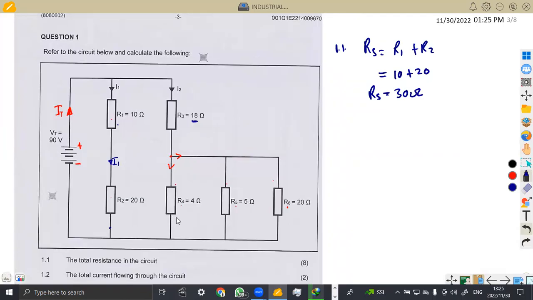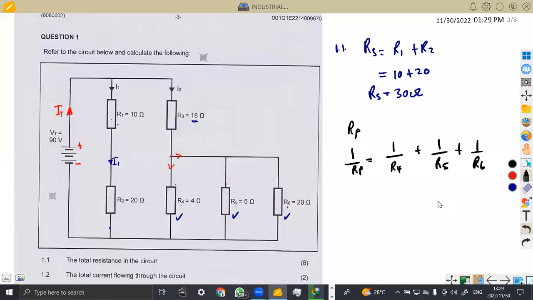Let's cross-check the parallel part, that is the R4, R5, and R6. What is happening? We know that in parallel, for us to find the total resistance for the parallel circuit, if they are more than 2, that means for us to use product over sum is going to take time. So we are going to use this formula: 1 over Rp is equal to 1 over R4 plus 1 over R5 plus 1 over R6. That is the combination that we are getting. All right, so we've got our formula here, and now you can insert the values.